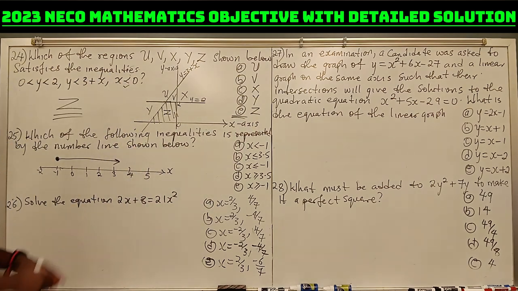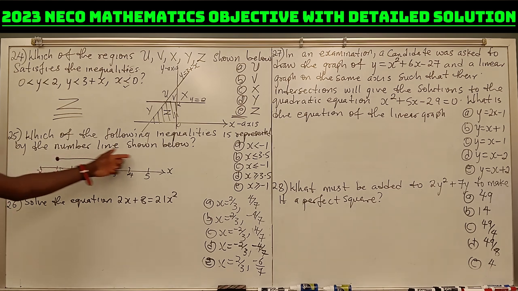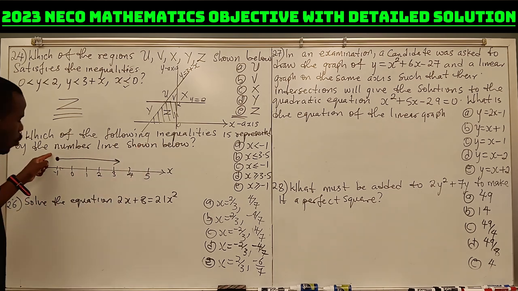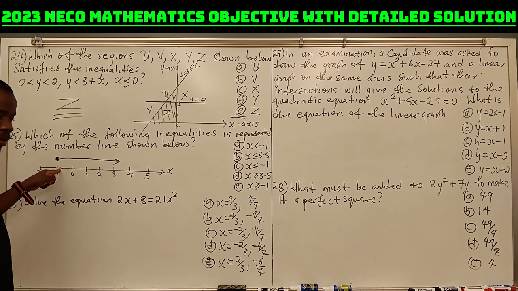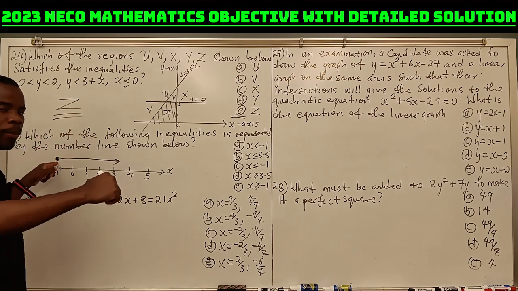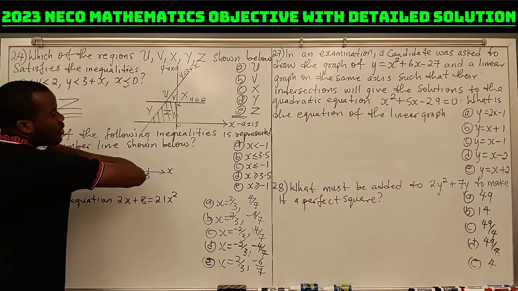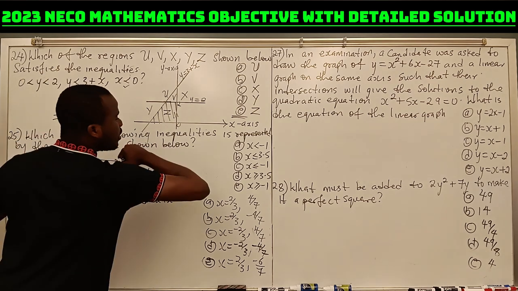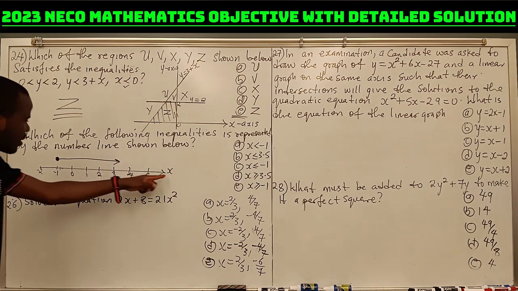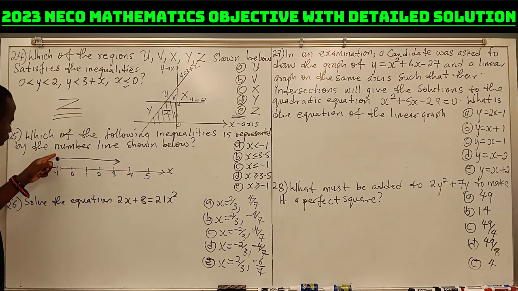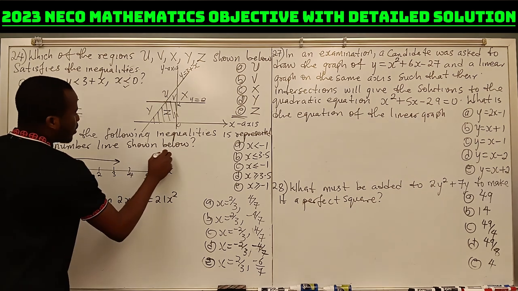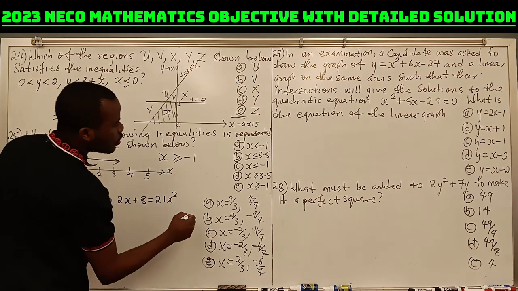Very interesting. Question 25 says, which of the following inequalities is represented by the number line shown below? In inequality, we come to the point where the circle is. The circle is at minus 1. Since it's shaded, it has to be equal to. Now, since it's going in the right direction, this is greater than. So the correct answer will be x is greater than or equal to minus 1, which is E.